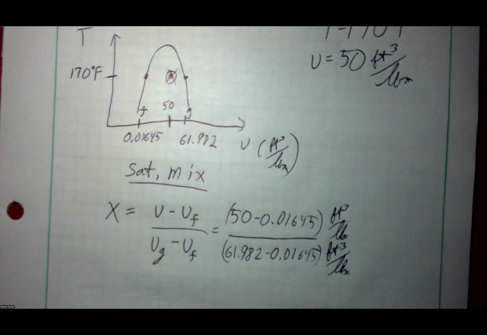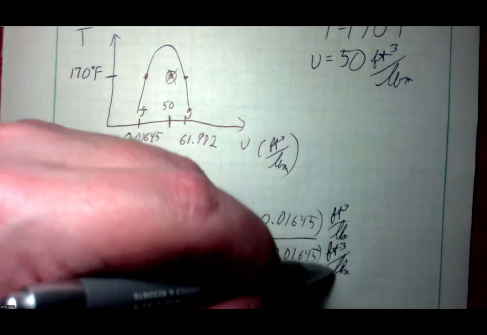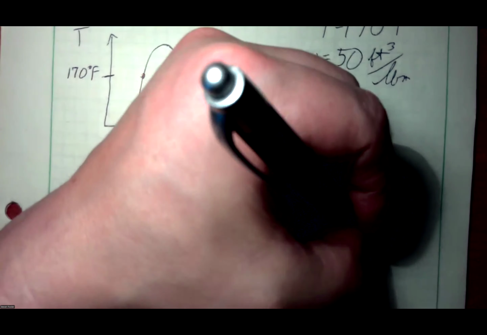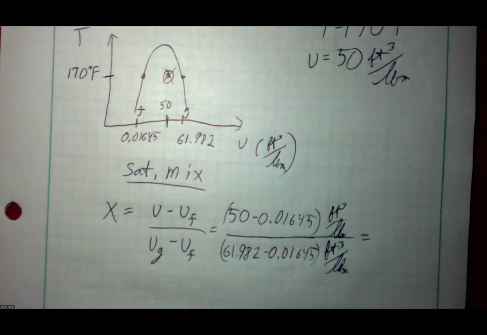So I'm just going to factor it out so I don't have to write it each time. These cancel out. These are non-zero, and I've got the same thing on top and bottom of my ratio. So those go away. I'm just left with a unitless number, which is what I want for quality.